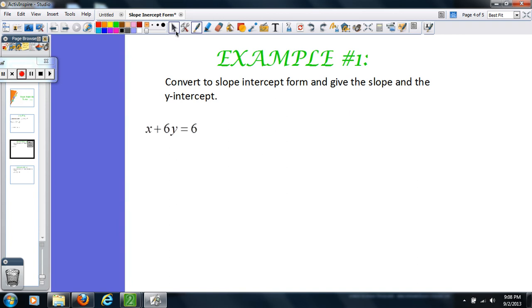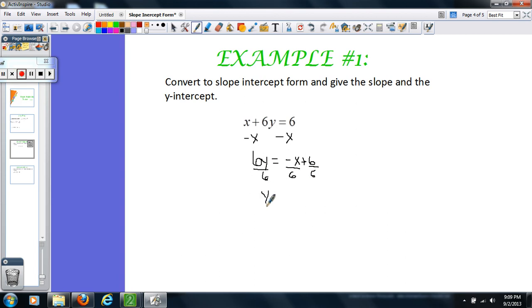So you've got an equation that says convert to slope-intercept form and give the slope and the y-intercept. So slope-intercept form is y equals mx plus b. So that means I want to get y by itself. So I'm going to start by subtracting x from both sides, and I get 6y equals negative x plus 6. And now I'm going to divide by 6, and I want to divide everything over here by 6 as well.